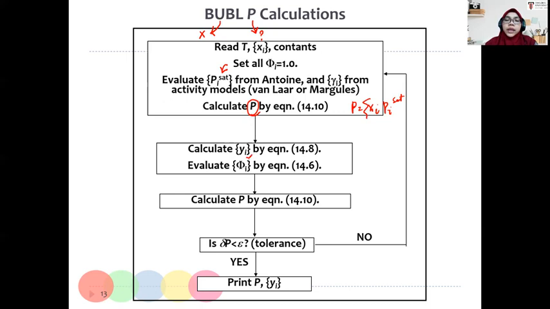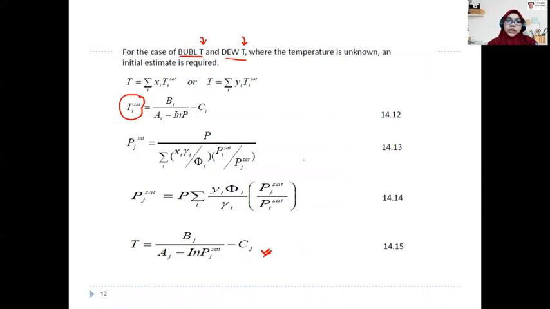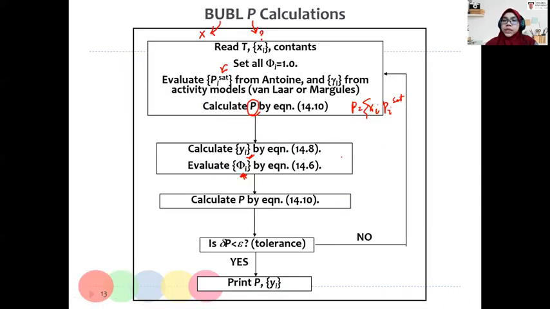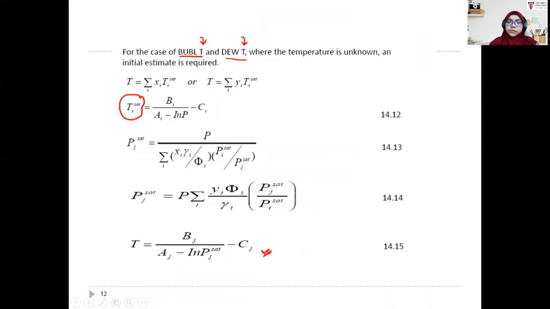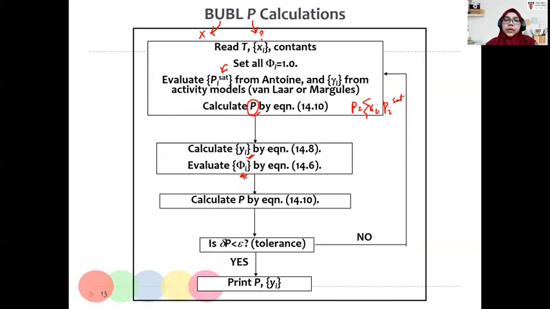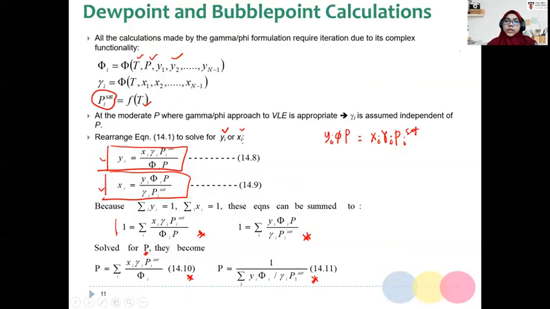And then finally, we can obtain the composition in the liquid phase using the modified Raoult's law. And also we can evaluate the phi by using this expression. Finally, we can evaluate the value of phi from the equation here.